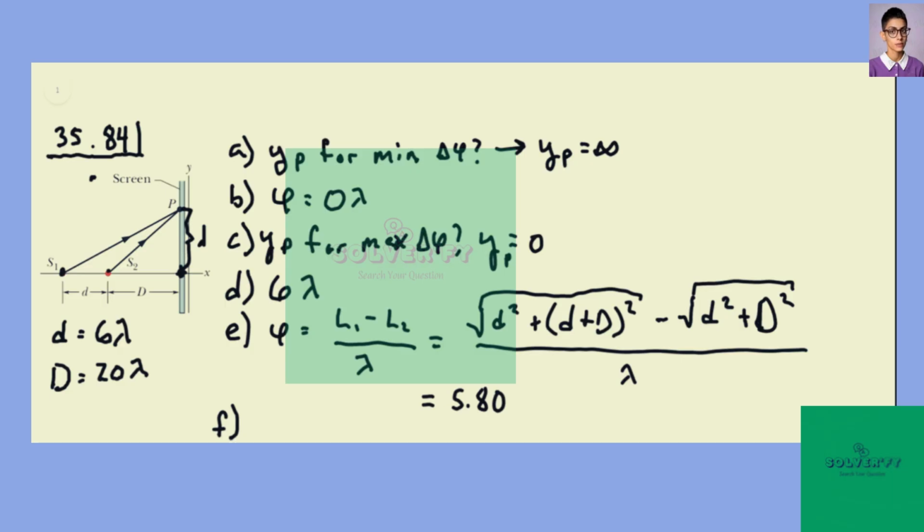So we know that at every full wavelength, we have constructive interference, and at every half integer wavelength, we have destructive interference. So since this is between 5.5 and 6, where we have a minimum and then a maximum, this has intermediate brightness.